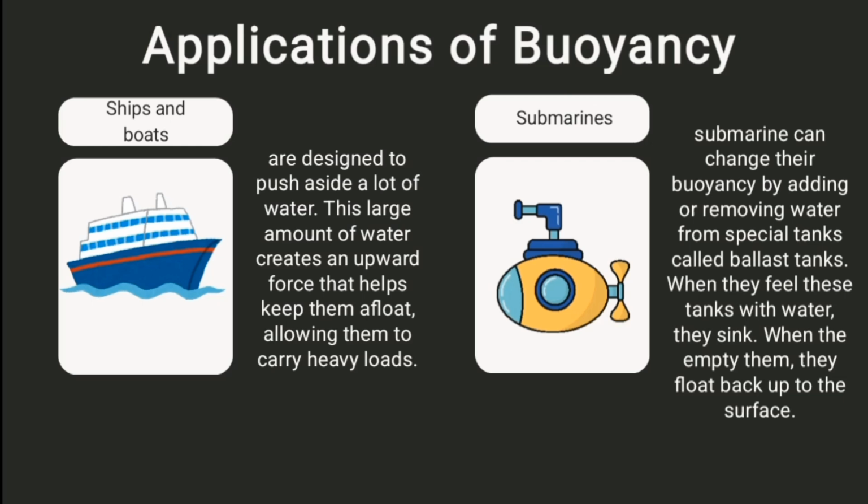Submarines. Submarines can change their buoyancy by adding or removing water from special tanks called ballast tanks. When they fill these tanks with water, they sink. When they empty them, they float back up to the surface.